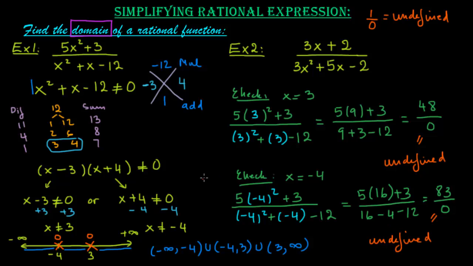So whatever you choose for x, what you definitely don't want is x equal to 3 and x equal to -4. That's why the interval notation excludes -4 and 3.